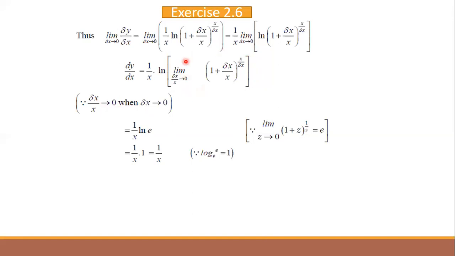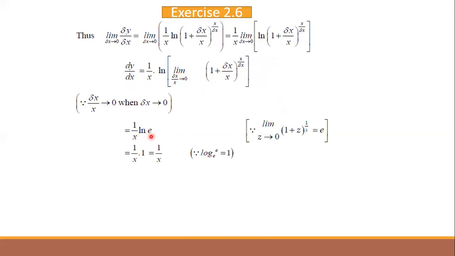And this term is equal to e according to this theorem. The limit as del x approaches 0 of (1 plus del x by x) raised to the power x by del x is equal to e. This means that dy by dx is equal to 1 over x into the natural log of e.